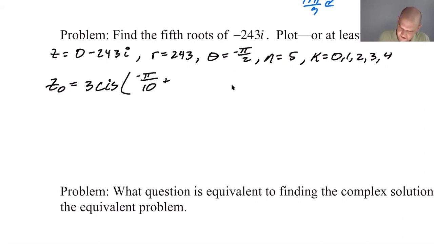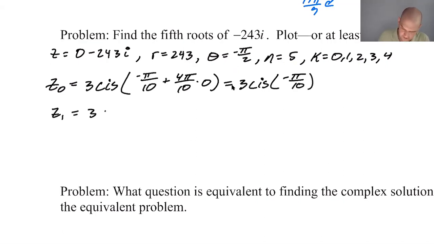And then plus 2 pi divided by n, so 2 pi over 5, which I'm going to write as 4 pi over 10, times k, and I'm starting with 0. You don't really need that one, but you need it so that the pattern kind of holds all the way through. I got 3 cis negative pi over 10.